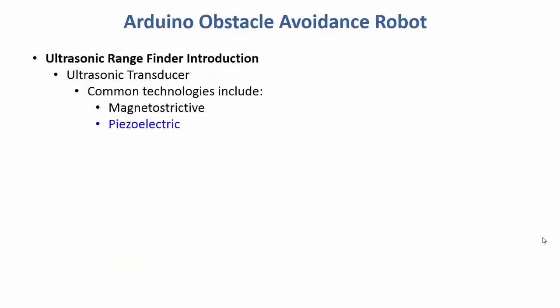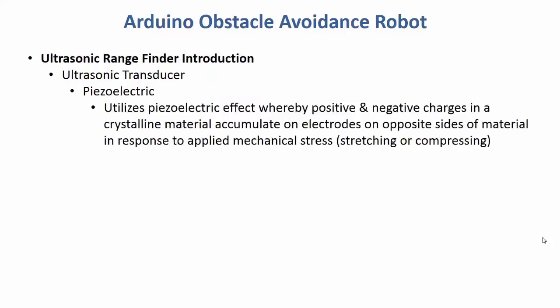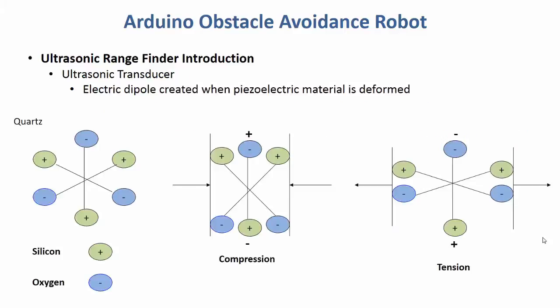So two common technologies for ultrasonic transducers include magnetostrictive and piezoelectric. In this course we'll talk about the piezoelectric type. So the piezoelectric type utilizes the piezoelectric effect whereby positive and negative charges in a crystalline material will accumulate on electrodes on opposite sides of the material, and this is in response to mechanical stress. So this is either stretching or compressing.